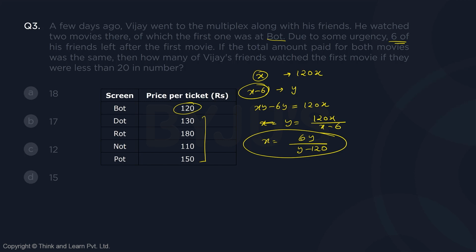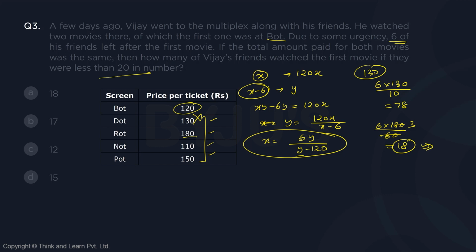Alright, now y will be out of these 4 figures, correct? So one by one if you put the values of y here, so 130 gives you what? 6 into 130 over 130 minus 120 is 10. This gives you 78. So x is coming out to be 78, which is not possible because the number of people are less than 20. Okay. If you put 180 here, you'll get 6 into 180 over 180 minus 120 is 60. This is 3, that is 18, less than 20 can be my answer, right?